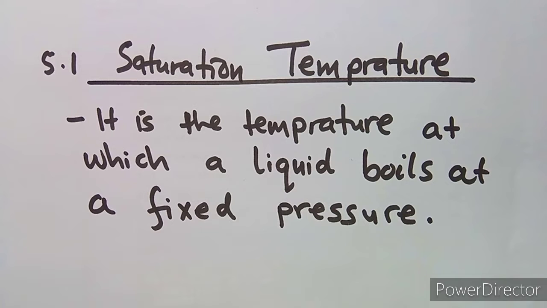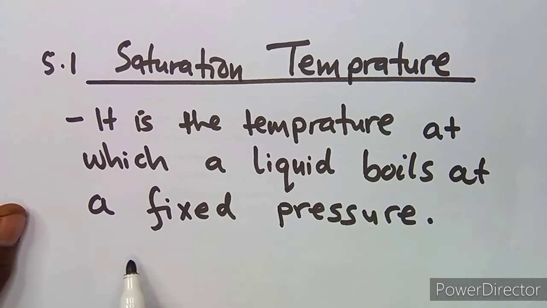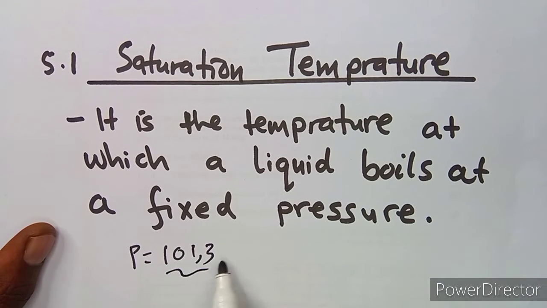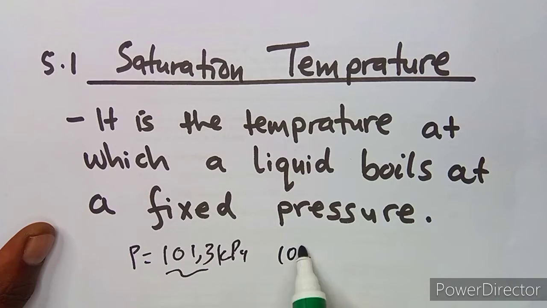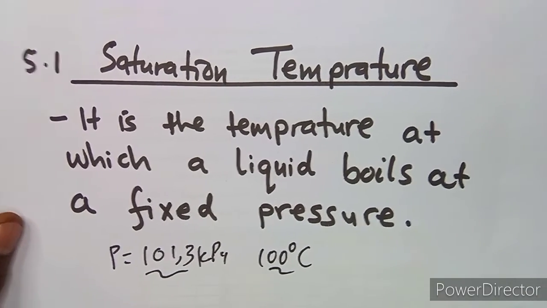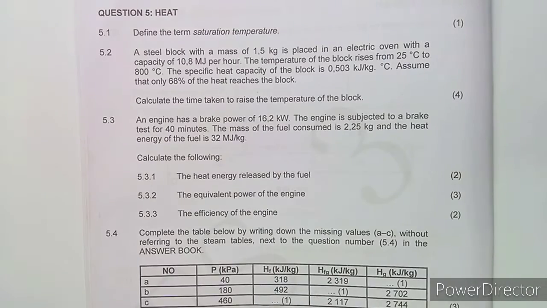Normally we know that at a normal pressure of 101.3 kilopascals, we are going to have a temperature of 100 degrees Celsius. Then it is now boiling. That is what we are referring to as the saturation temperature, which occurs at 100 degrees Celsius.